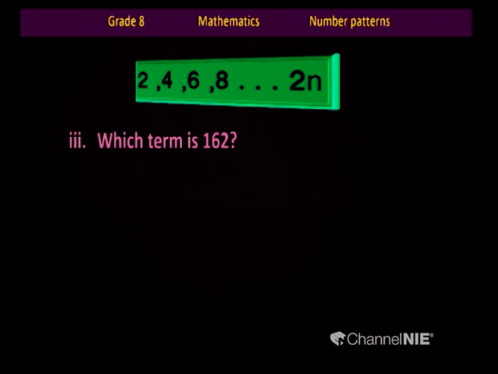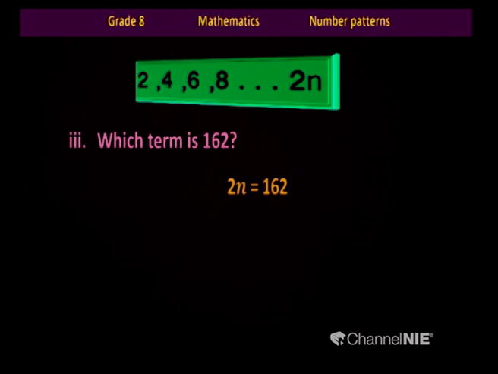Which term is 162? This time, they are not asking about the value of the 162nd term. They are not asking that. They are asking which term is 162. That means the value is 162, but they don't know the number of the term. They are asking us to find that. Therefore, we can say the general term is 2n. So, the value we know, therefore, we can construct a simple equation 2n equals 162.